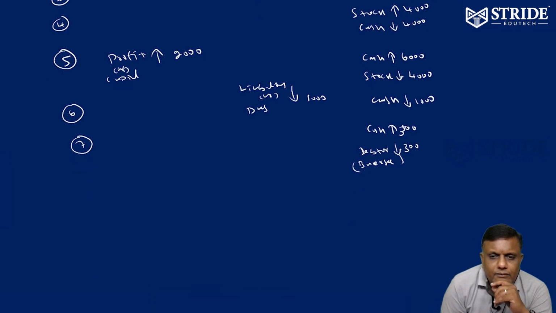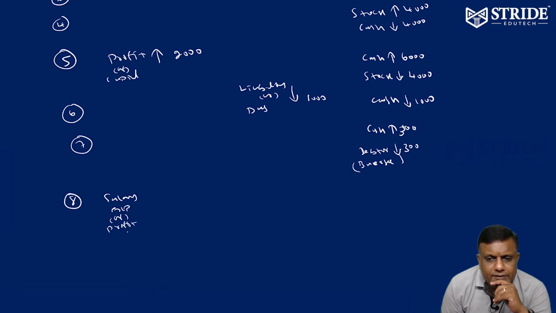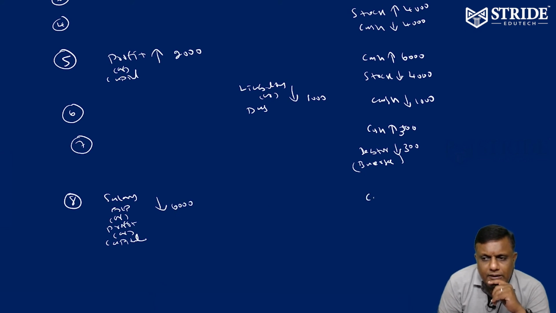Number 8. Paid salary. Salary is an expense, which means your profit decreases or your capital decreases. So it's an expense, profit decreases, capital decreases by 6000. Similarly, your cash decreased by 6000. That's it.